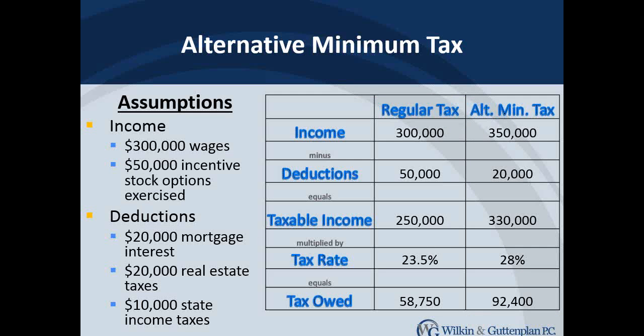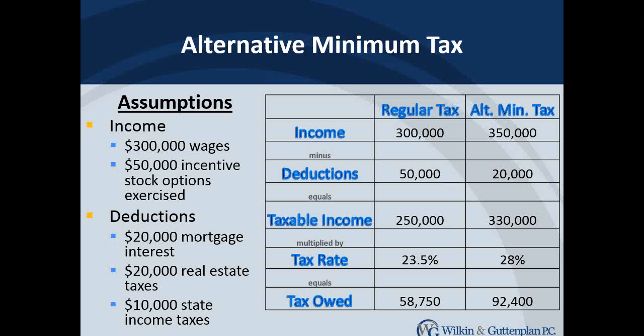So we have a taxpayer who has income of $300,000 in the form of wages, and they have exercised $50,000 of ISOs this year. As far as their deductions go, they have $20,000 of mortgage interest, $20,000 of real estate taxes, and $10,000 of state income taxes. So right off the bat, you see that our income for regular tax purposes is lower than our AMT income. And that's because those ISO options that were exercised are going to be added back. That's income for AMT purposes.